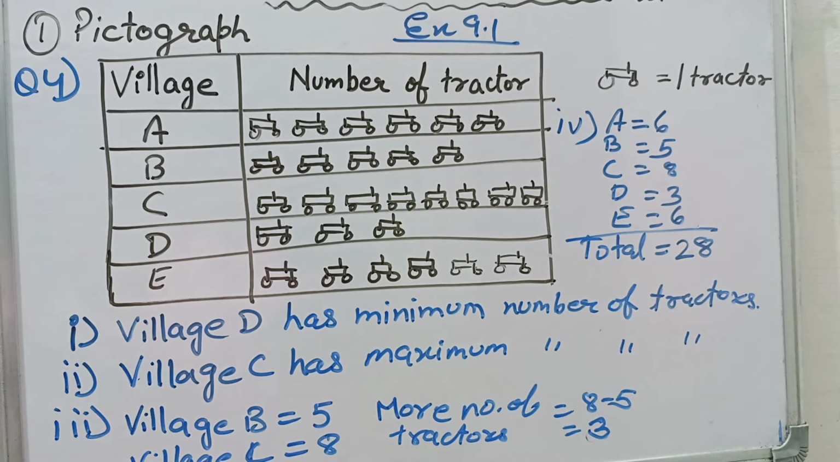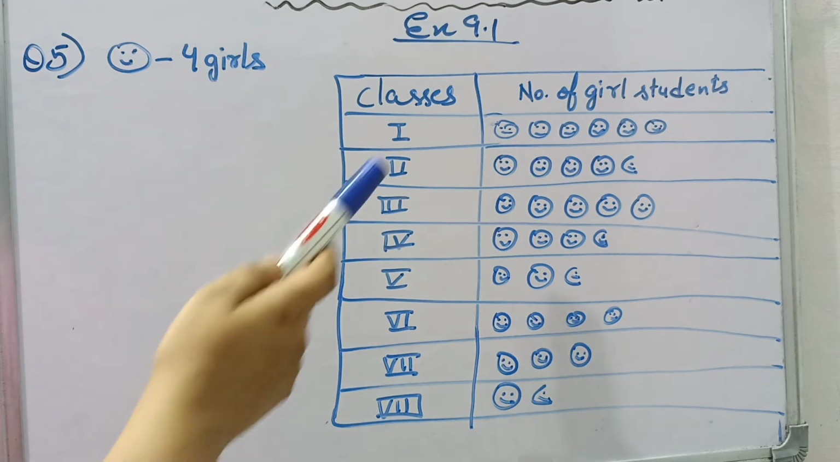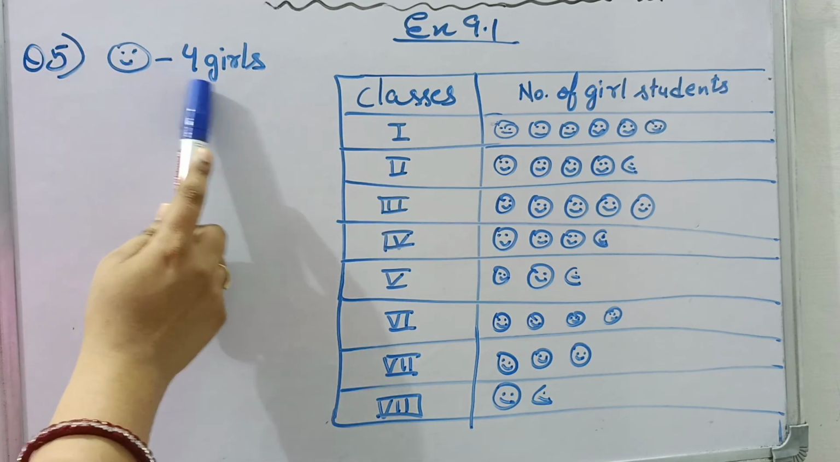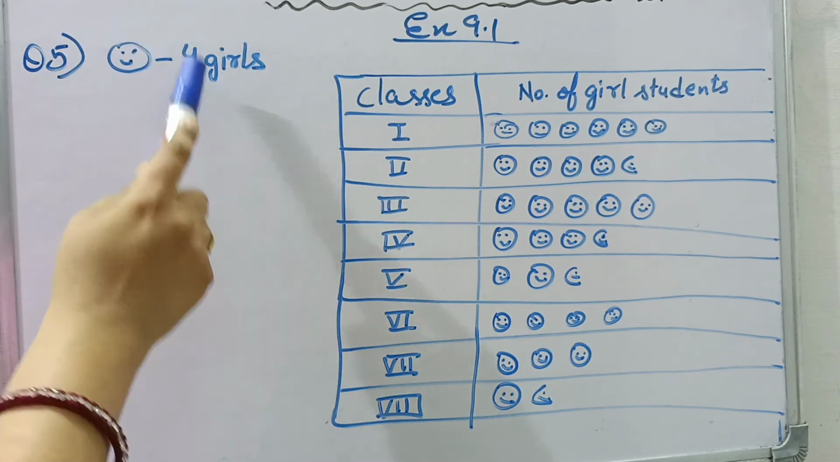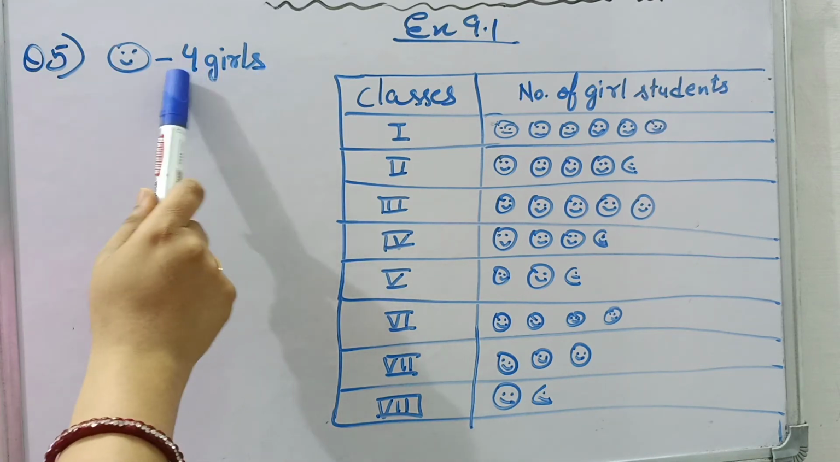Moving to next question. Next question number 5 is saying the number of girl students in each class of a co-educational middle school is depicted by the pictograph. So the number of girl students is shown by this pictograph, and the scale for this pictograph is that one face represents 4 girls. See, here one face is not representing one girl, it is representing 4 girls.